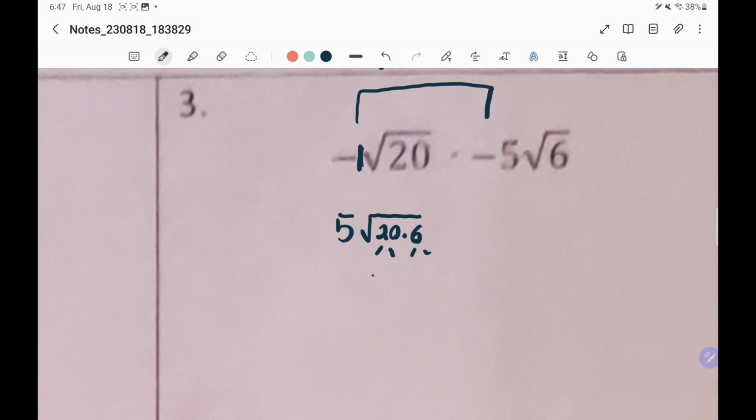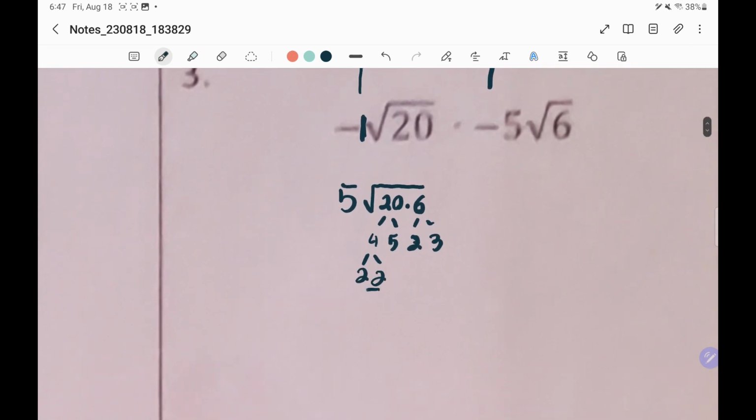So what gives me 20? 4 and 5. What gives me 6? 2 and 3. What gives me 4? 2 and 2. Do I have any groups? Yes, I have one tiny group right here, and then I have 3 numbers by themselves. Because I have 3 numbers, I need to multiply all those 3 and leave them inside. So my answer is going to be on the outside 10, square root of 2 times 5, which is 10, and times 3, 30. We're going to have 10 square root of 30.